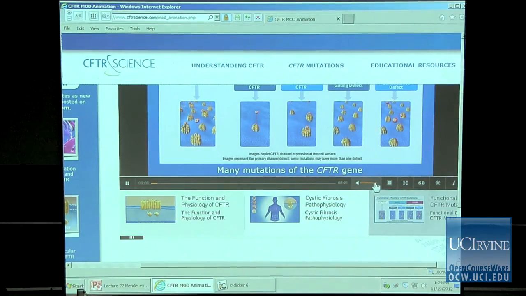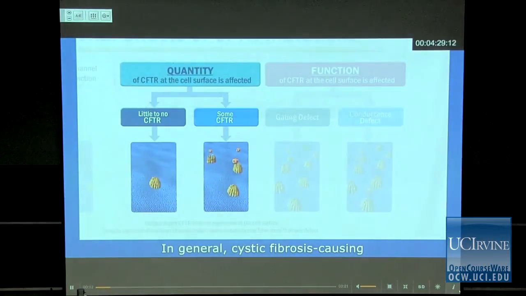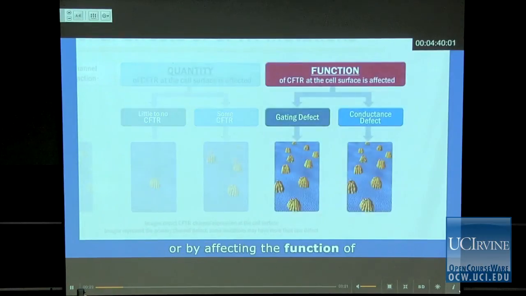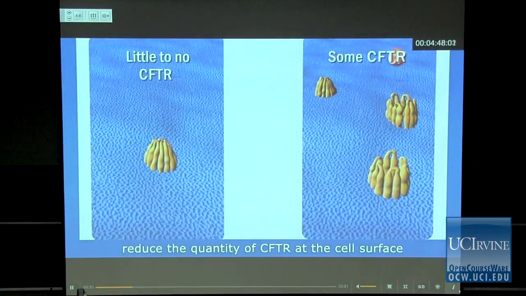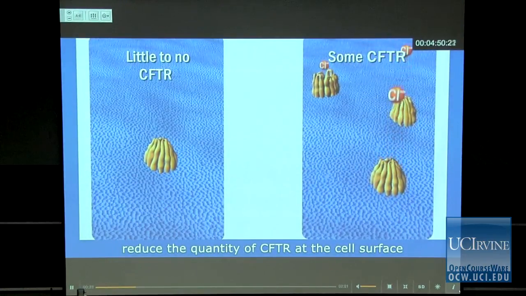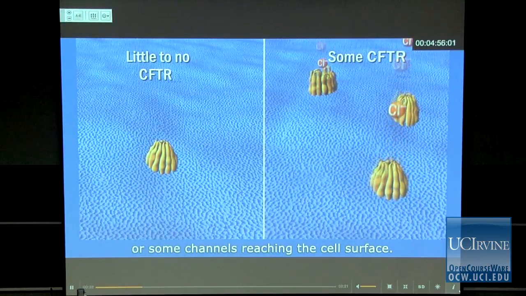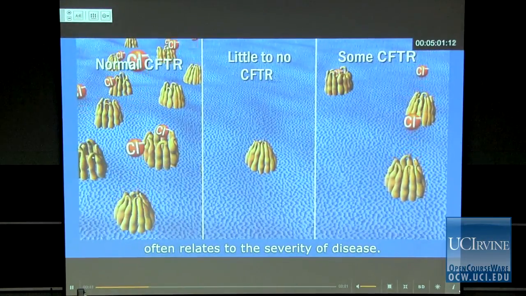Many mutations of the CFTR gene can disrupt ion transport through CFTR channels. In general, cystic fibrosis-causing mutations reduce CFTR ion transport by affecting the quantity of CFTR channels at the epithelial cell surface, or by affecting the function of cell surface CFTR as an ion channel. Some CFTR mutations that reduce the quantity of CFTR at the cell surface lead to little to no CFTR channels or some channels reaching the cell surface. The degree to which the channels are absent often relates to the severity of disease.